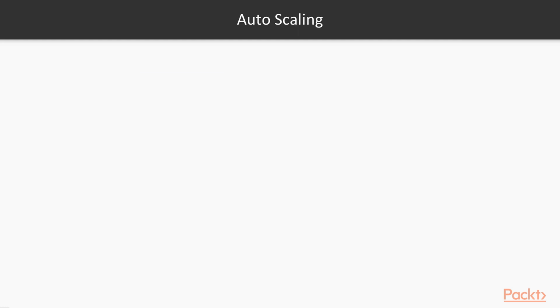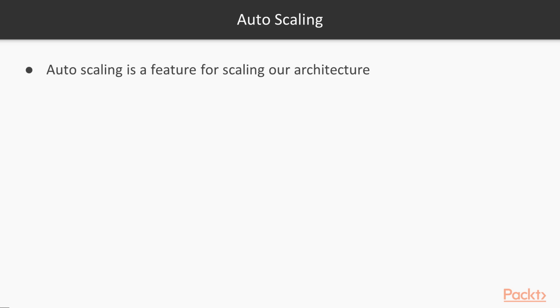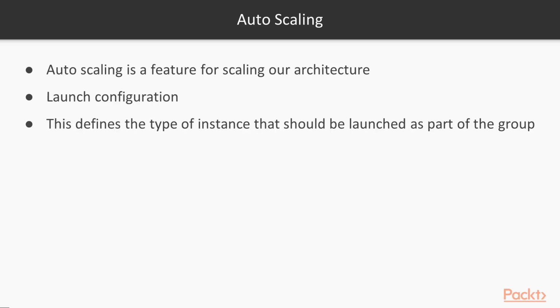So now we come to the concept of autoscaling. So autoscaling is a service that's available in AWS, and this is a feature that allows you to scale your architecture. In autoscaling, you define something known as a launch configuration. This defines the type of instance that should be launched as part of the autoscaling group. You then define scaling policies. So these scaling policies basically define how you would scale the backend instances as part of your autoscaling group.